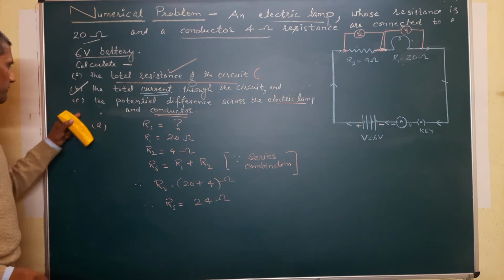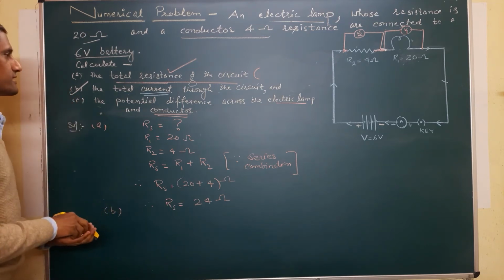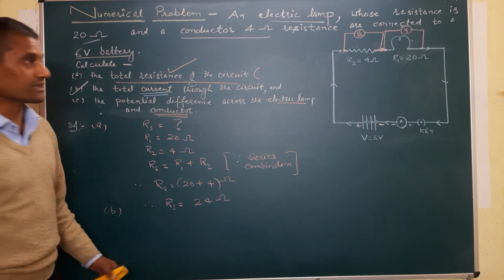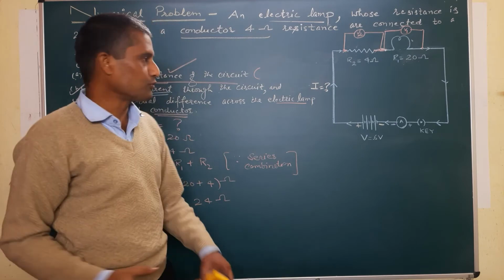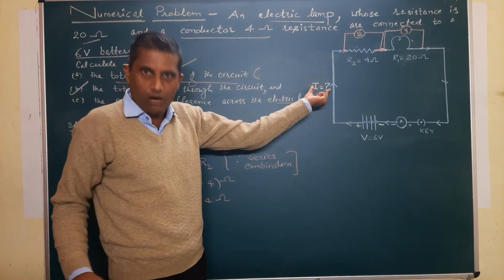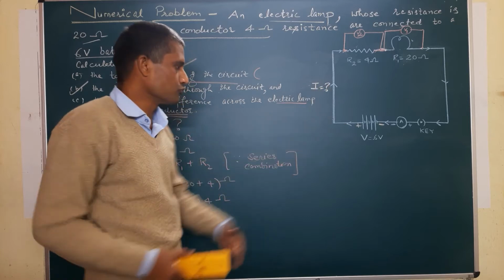Now we are going to come across the second part, that is the B part here. That is, yes, the total current through the circuit. Total current, that is I, current you have to find out. When it is being talked about total current, it means everything should be in total.